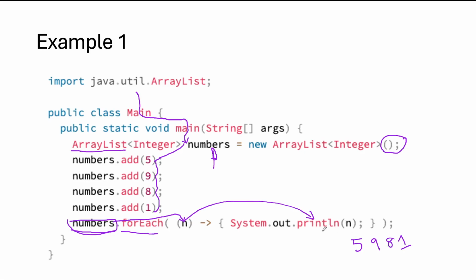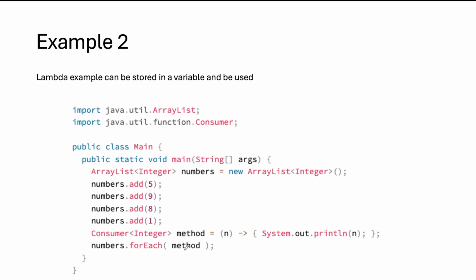If we want, the output of a lambda expression can be stored in a variable. In the next example, we will see how the output of a lambda function can be stored in a variable. So this class is same as the previous class. Okay, so we have main and from main we enter into void main function. Inside we are creating an array list number and we are adding the values 9, 5, 9, 8, 1.